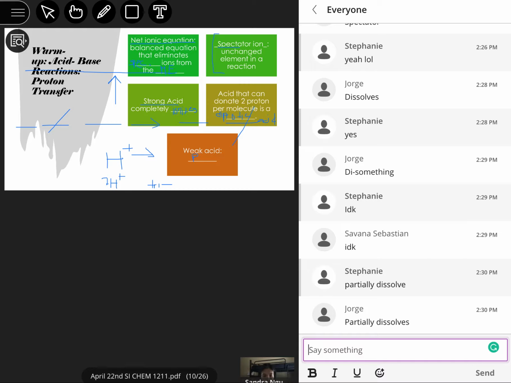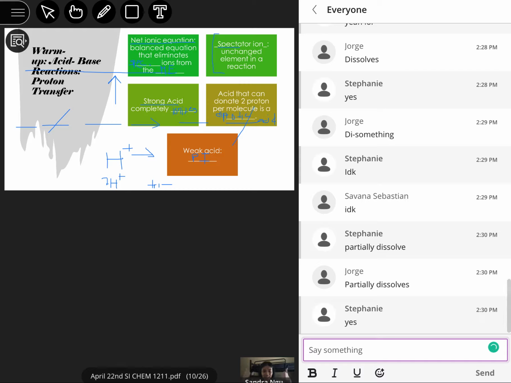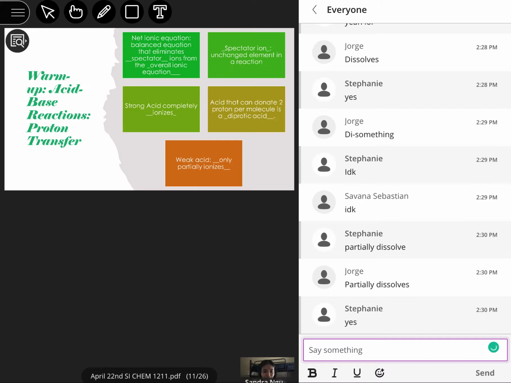I'm just going to put a P and then I. Partially ionize, partially dissolve. Either definition works. And by the way, if it doesn't ionize or dissolve at all, that's basically a non-electrolyte, as we went over. So that's how you would differentiate. So are we good on this slide? Yes? Yes, okay, great.